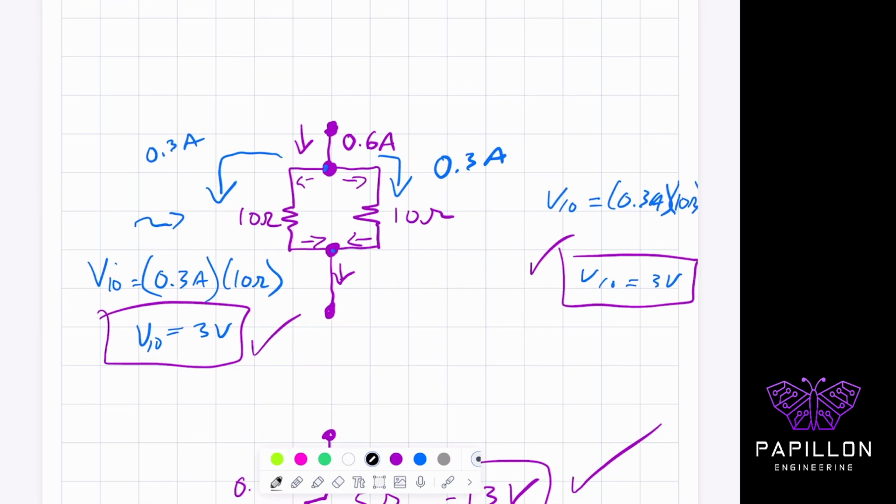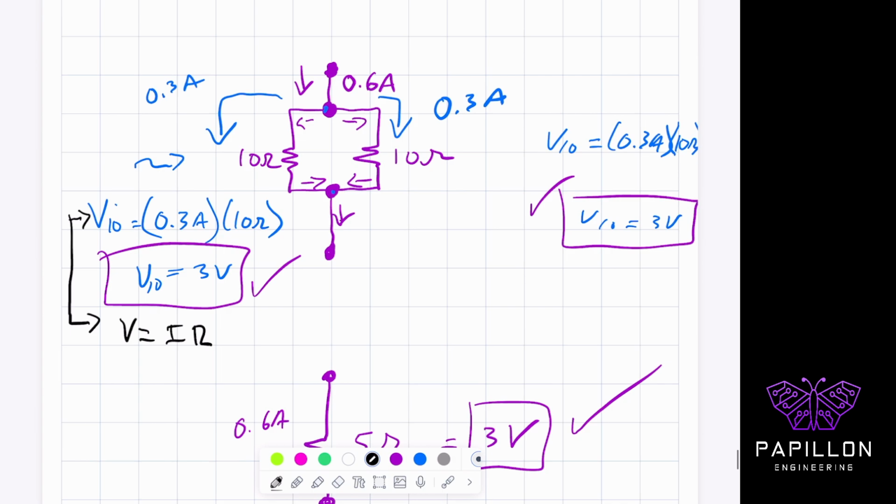To find the voltage of the 10 ohm resistor, we know the current in that branch, so we just use Ohm's law. Ohm's law states that V equals I times R. The current of only that branch is 0.3 amps, and you multiply it by the 10 ohms, which gives us back the voltage of the 10 as 3 volts. And it's also 3 volts on the other side.